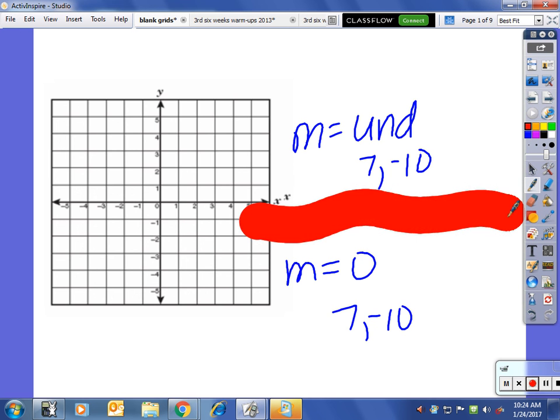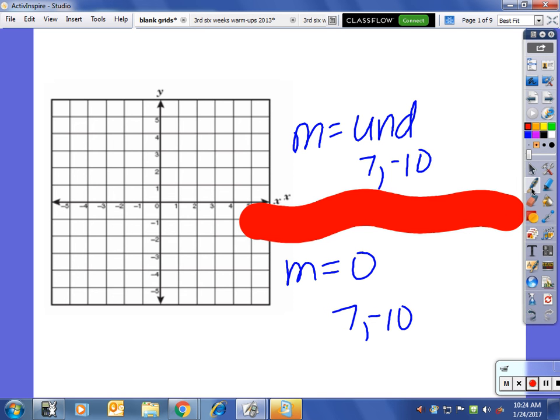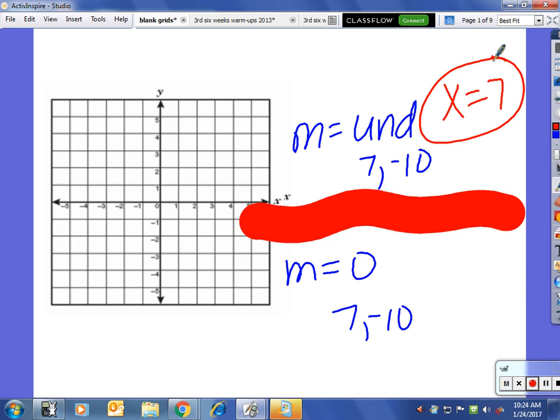Okay, so I'm thinking of two lines. One of them is undefined and it goes through 7, -10. I'm also thinking of a line that has a slope of 0 and it goes through 7, -10. What would the equation of this top line be? X equals 7. That's an outlaw line, doesn't follow any rules. What would the equation of this bottom one be? Y equals negative 10. So you got to know the difference. You got to know when you just need one Y and when you just need one X.